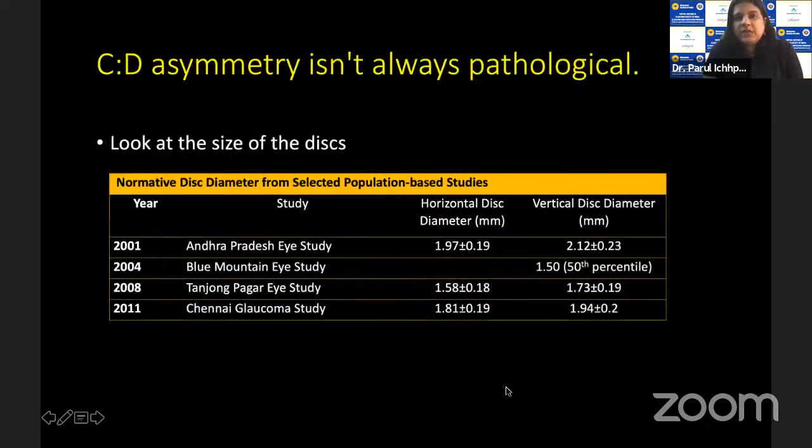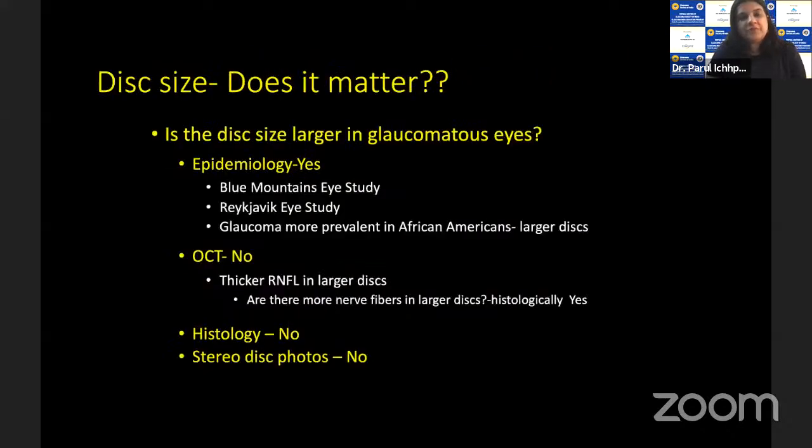Cup disc asymmetry is not always pathological, so therefore we need to look at the size of the disc. So as I showed in the previous image, the cup and the disc sizes themselves are asymmetrical. So if there is a little bit of disparity in the cup size, that really doesn't make a difference. But important is to recognize that finding and note it down, because it's very easy to start a patient on a timolol or a prostaglandin analog, but we don't remember that there is a gamut of adverse effects that comes with these drugs. And if these are given unnecessarily on just a suspicion, it doesn't really make sense.